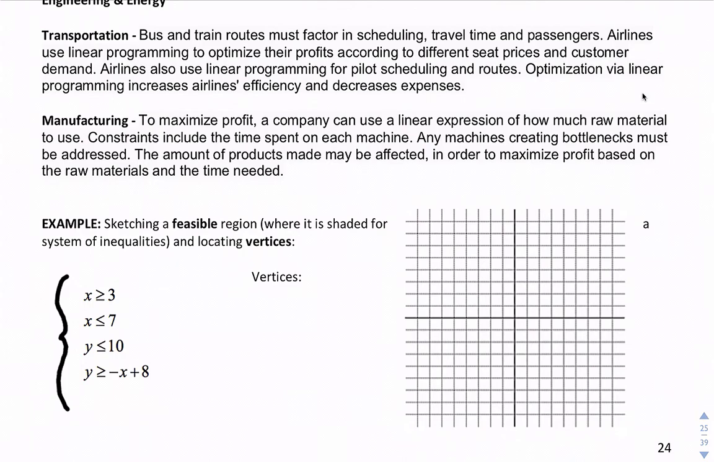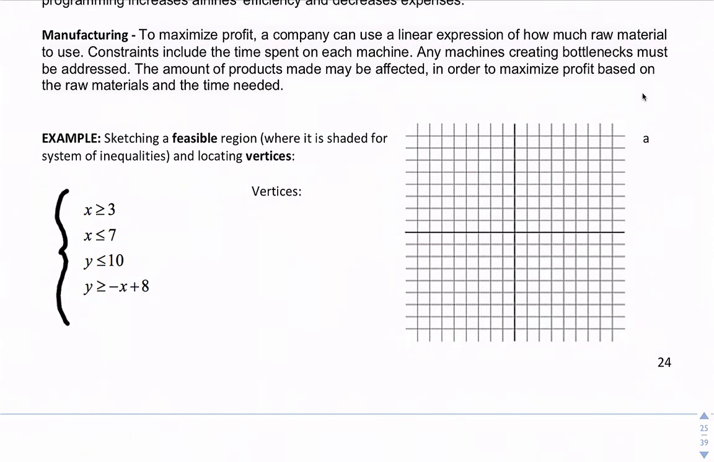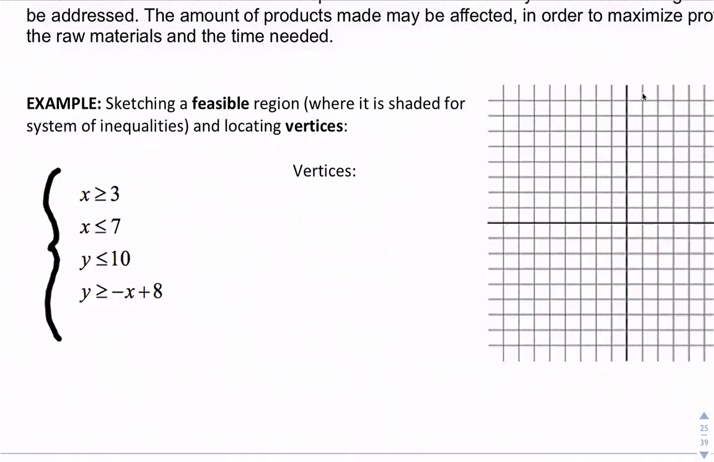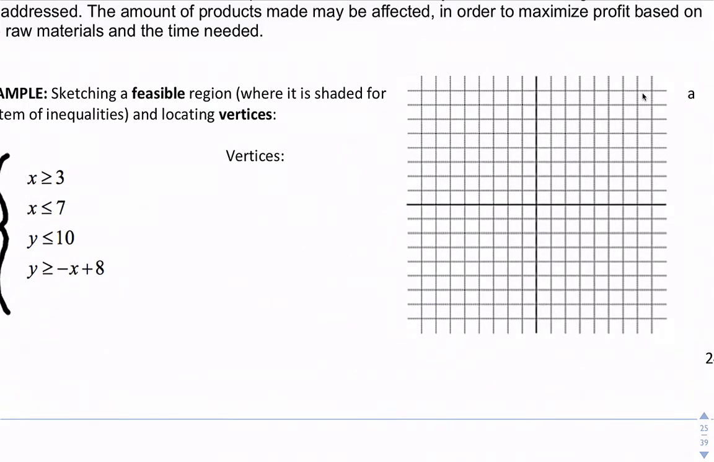So let's do the first example. We're going to sketch a feasible region, and a feasible region is where it's shaded for all regions. Feasible means it's possible. So we're looking for where all the possible answers for all of these regions. So the first one, we're going to graph x is greater than or equal to 3. All right, so it's a solid line where x is 3. So I'll do this one in purple. And we want to know where x is greater than or equal to 3, so here it is.